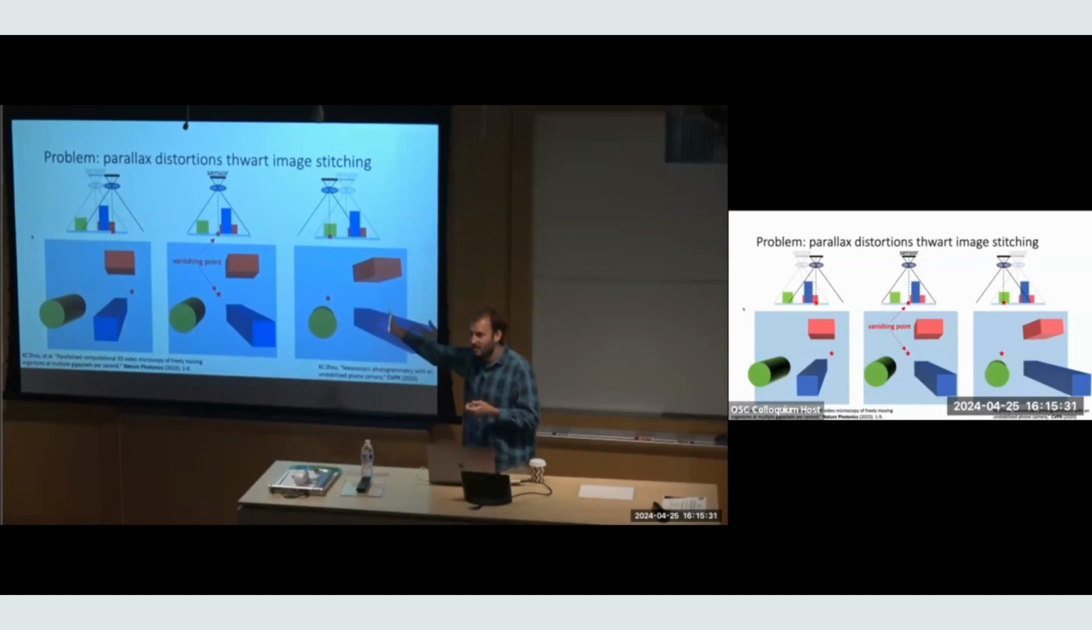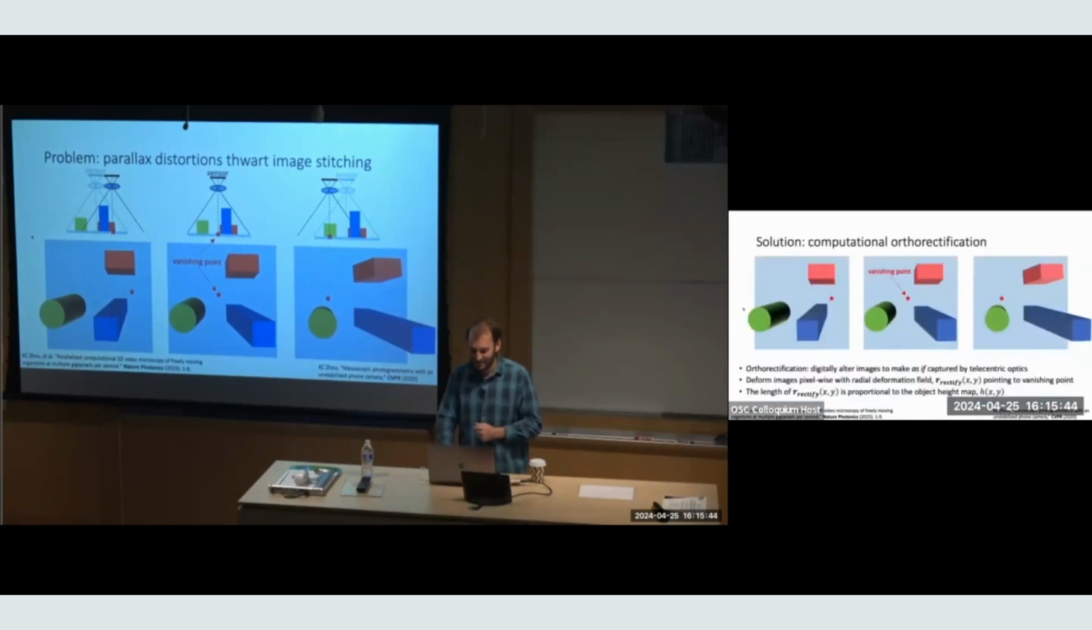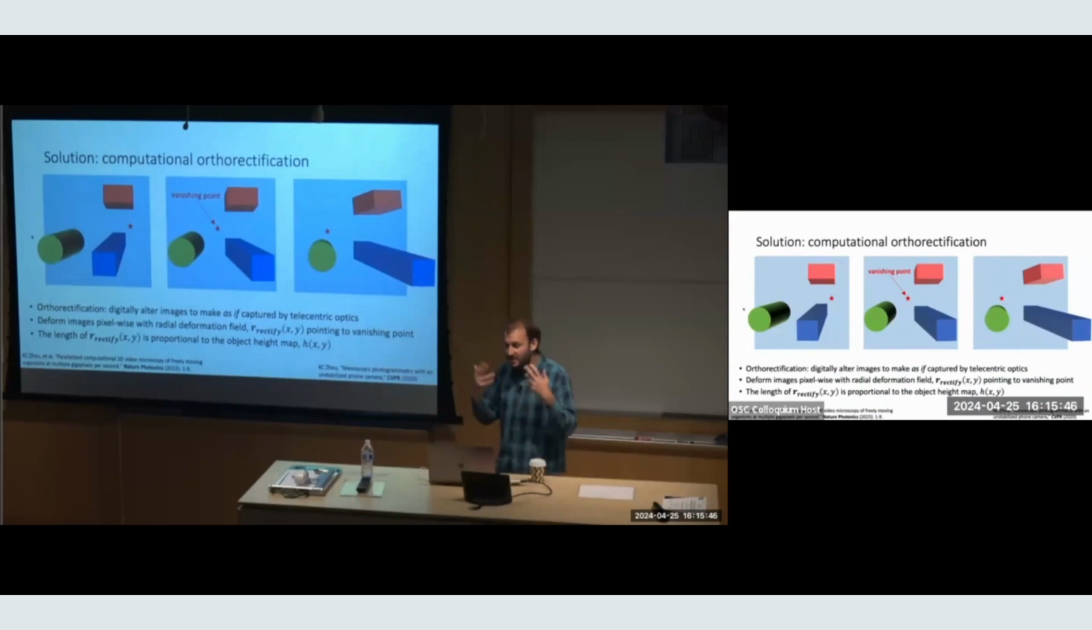Visually, you can immediately see, because our brain is programmed to do this, that this blue tower is taller than the green and red one, right? Because it's stretching more, right, away from the vanishing point. So we're really good at doing that. And computers, you have to teach them to get good at that. And so the process of teaching them to get good at that is something called computational orthorectification.